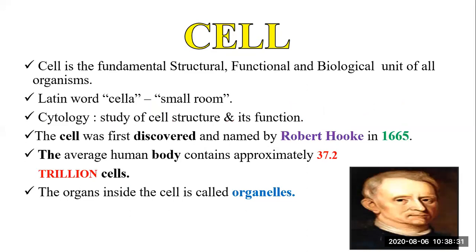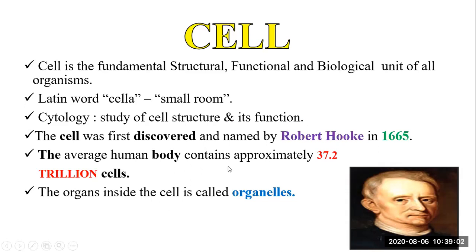Now it comes from a Latin word, cella. Cella means a small room, as we already know that the cell comes in a very small size to a large size. So that's why it's known as a cell. Now whenever we study the cell structure and its function, it is known as cytology. The cell was first discovered by Robert Hooke in 1665. As you can see here, this is the picture of Robert Hooke, who discovered the cell.